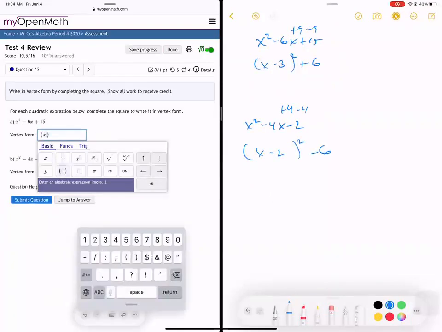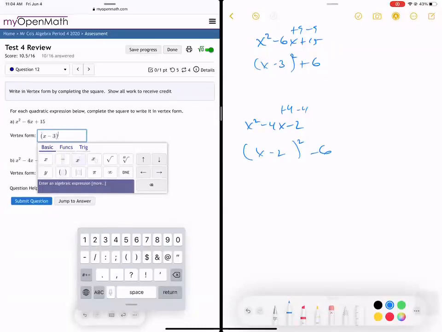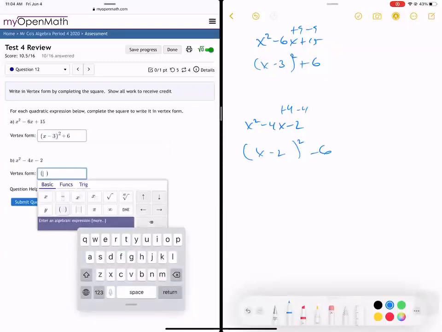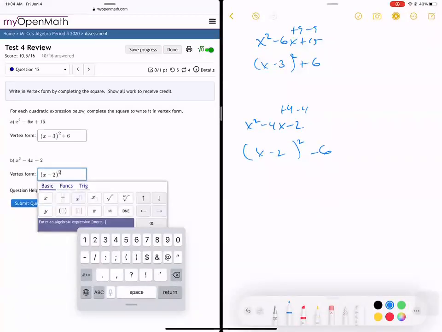X minus 3 squared plus 6, and x minus 2 squared minus 6.